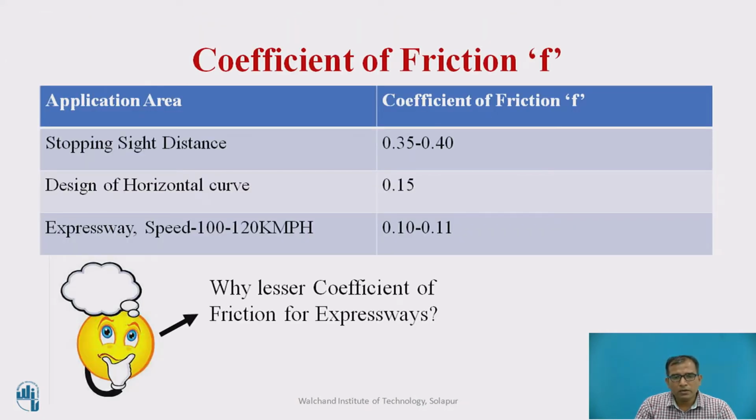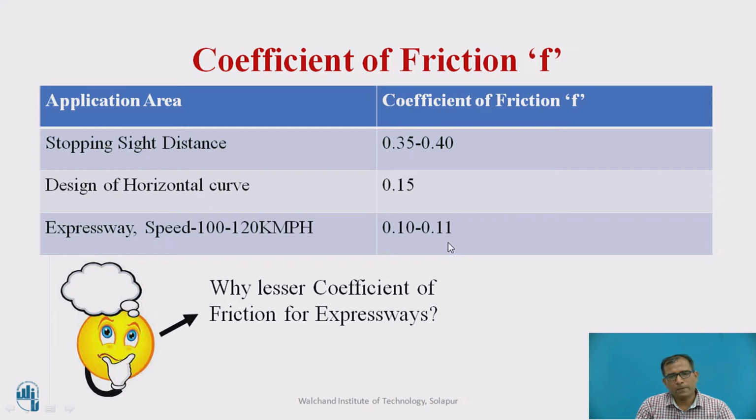So the code specifies that for stopping sight distance we should use a coefficient of friction of 0.35 or 0.4. We have already seen this in the previous slide. In the longitudinal friction, we use 0.35 and 0.4. For designing a horizontal curve, we use 0.15, particularly for the super elevation design. That is what we call lateral friction. And on expressways, we provide 0.1 to 0.11.